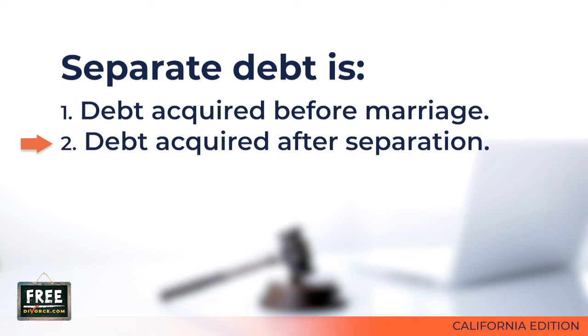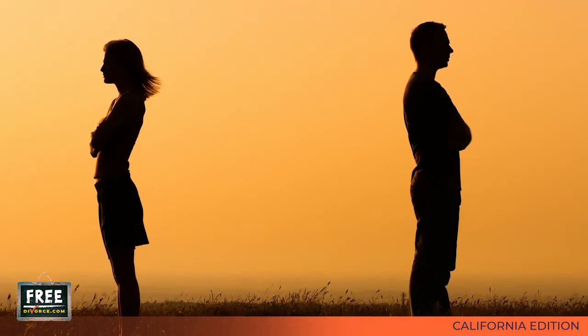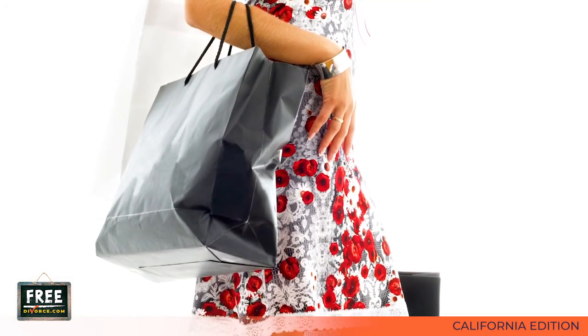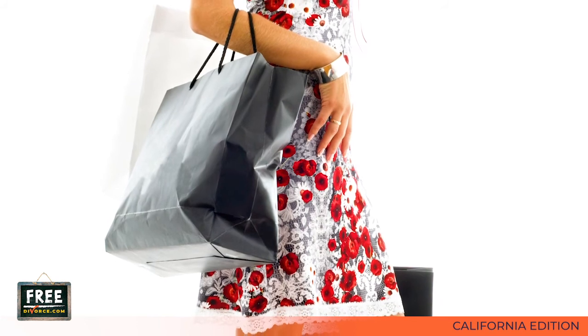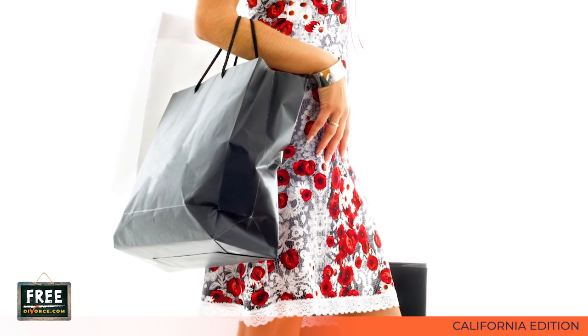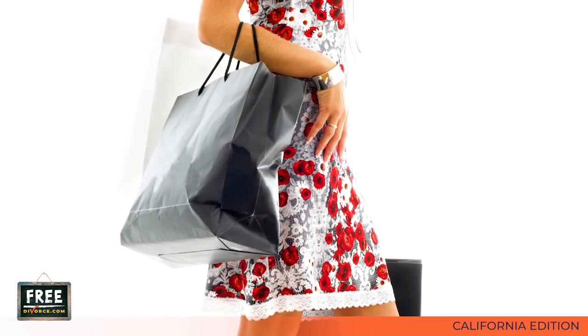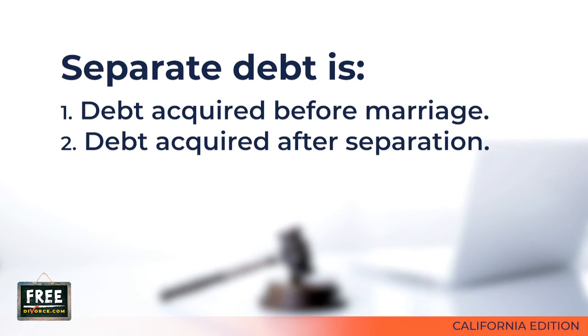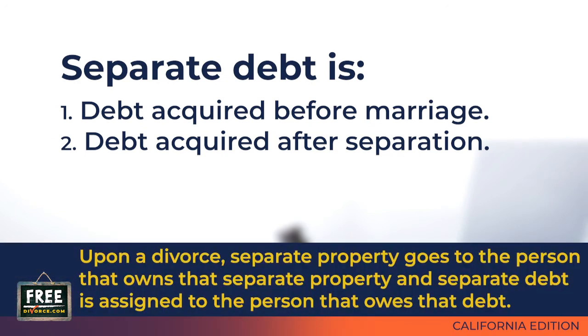So, for example, let's say husband and wife separate and the wife then runs up a big credit card bill buying a complete new wardrobe. The new wardrobe will be her separate property because it's an asset she acquired after the date of separation. However, the post-separation credit card charges made to buy that wardrobe will also be her separate debt. Upon a divorce, separate property goes to the person that owns that separate property, and separate debt is assigned to the person that owns that debt.